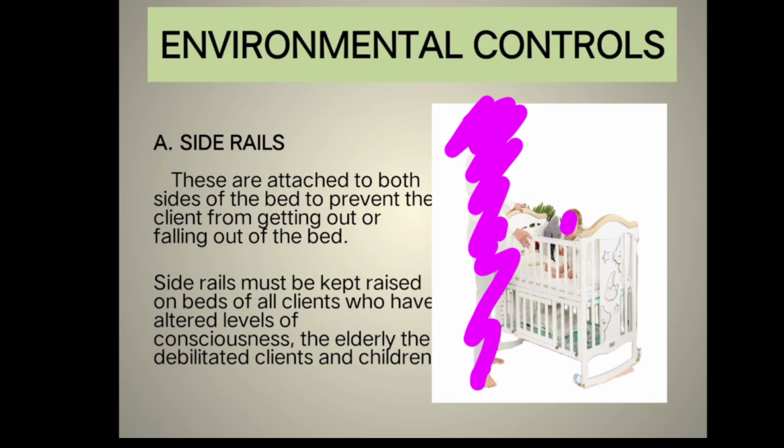Next is environmental controls, like applying the side rails. These are attached to both sides of the bed to prevent the client from falling out of the bed. Side rails must be kept raised on the beds of all clients who have an altered level of consciousness, the elderly, debilitated clients and children. That is, especially for vulnerable populations, we apply side rails in order to prevent falls from the bed. So far we have discussed the restraints in children.